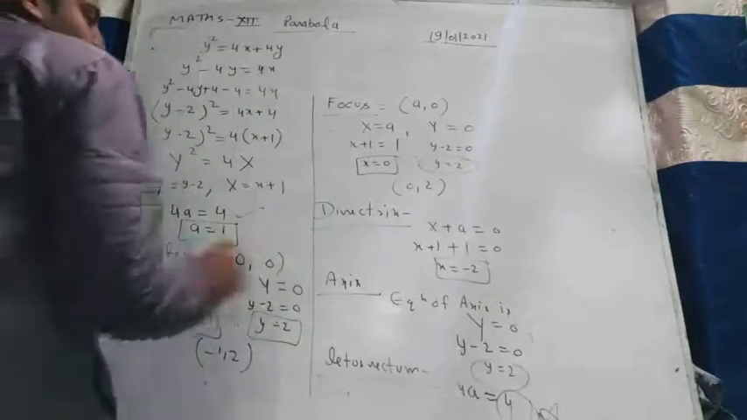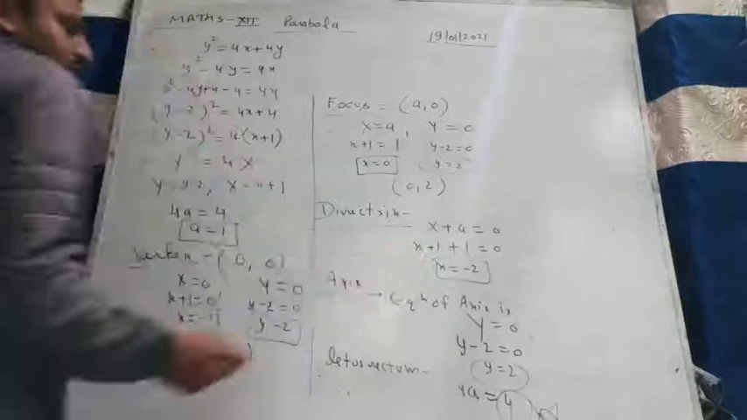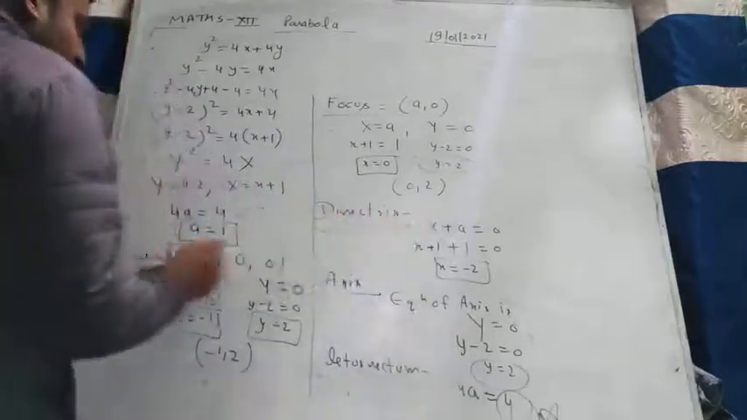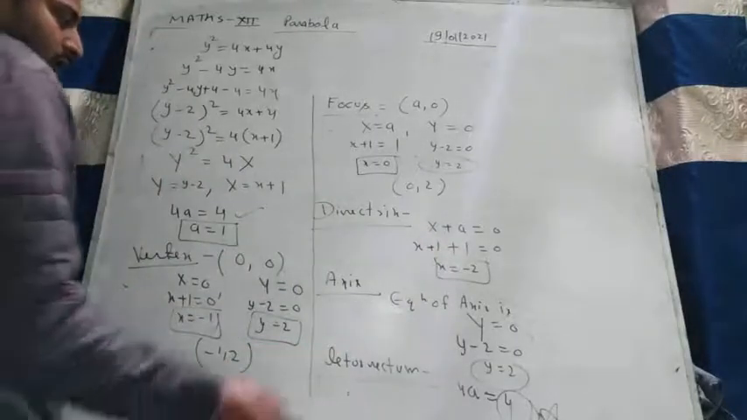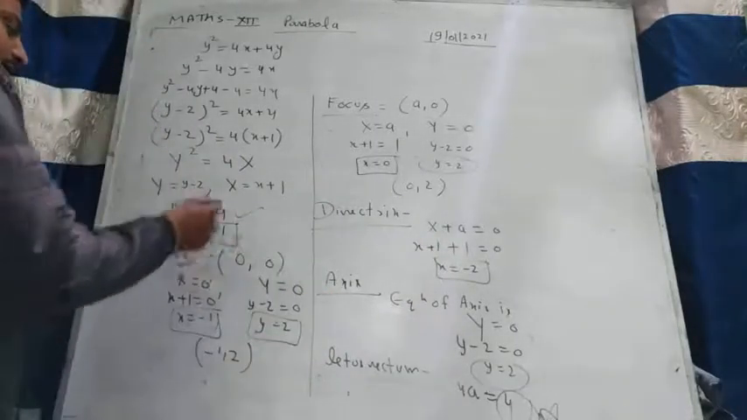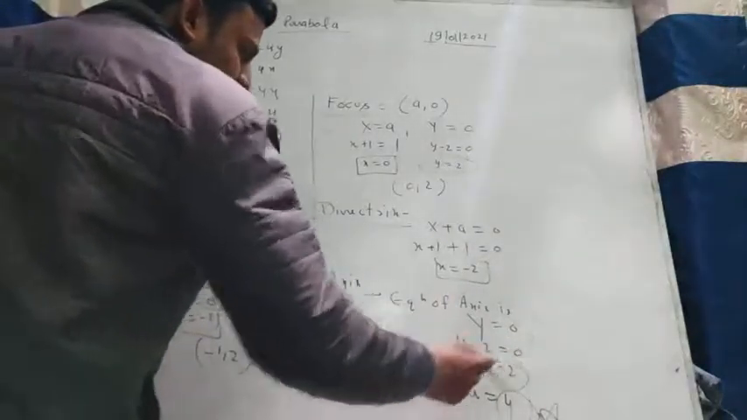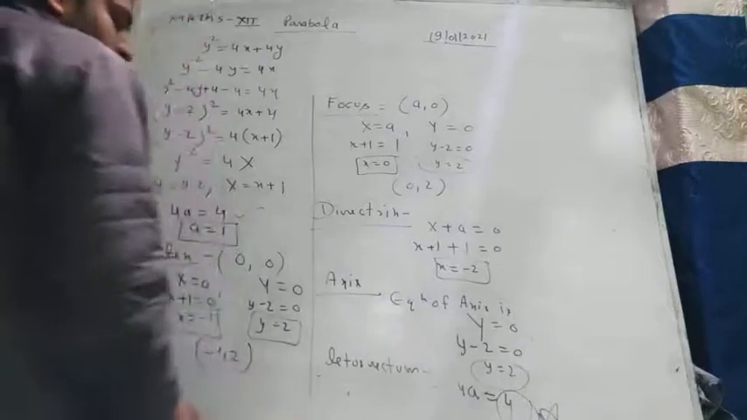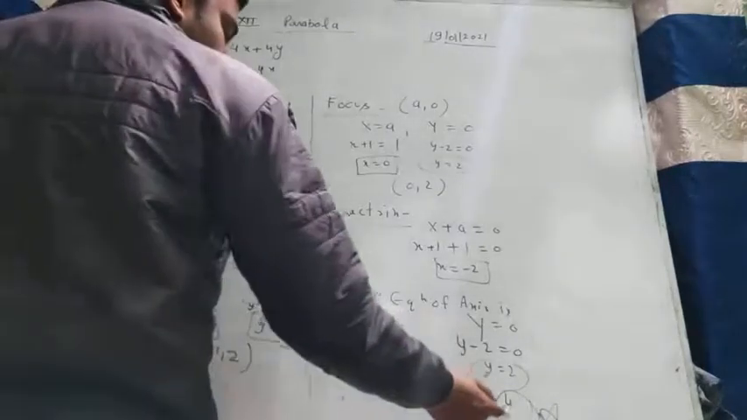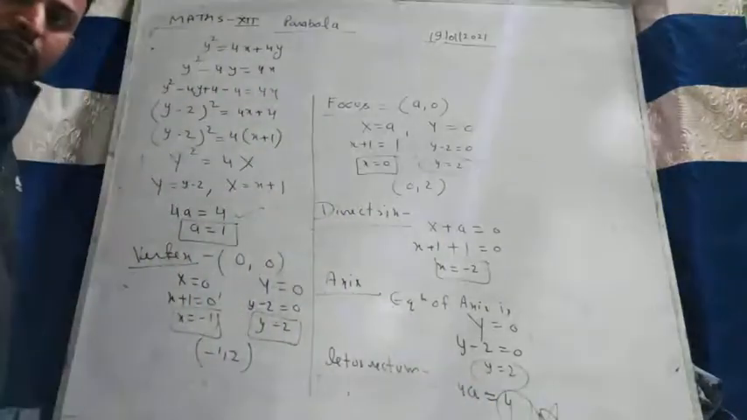And the equation of directrix is x plus a is 0. So x plus 1 is 0, because the value of X is x plus 1 and a is 1, so x is minus 2. And the equation of axis: this is the x-axis, so the equation of axis is Y is 0, so y minus 2 is 0, so y is equal to 2. Okay, student. Now our latus rectum, 4a is equal to 4, so our latus rectum is 4. I hope you understand, students.